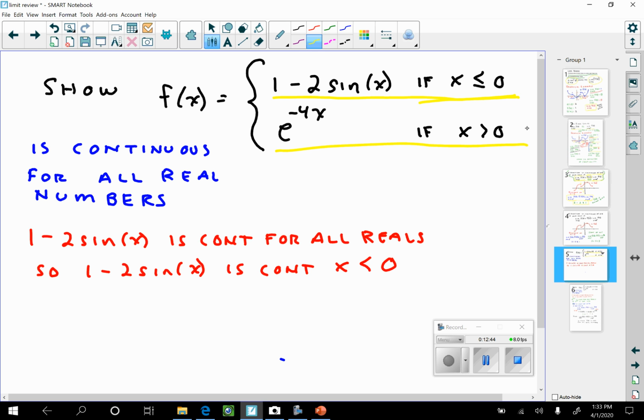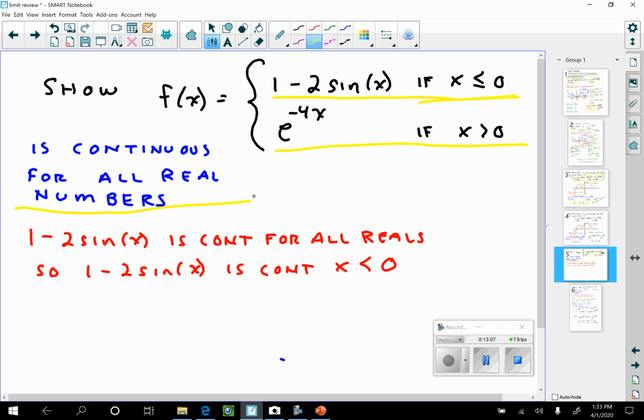And I could look at the graphical representation of this particular piecewise function. I could graph that, but we don't have to. What we're going to do is show that f of x is continuous. Here's our problem. We're going to show that f of x, which is this piecewise function, is continuous for all real numbers.